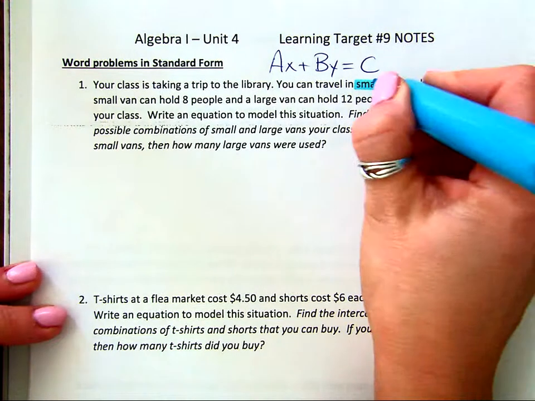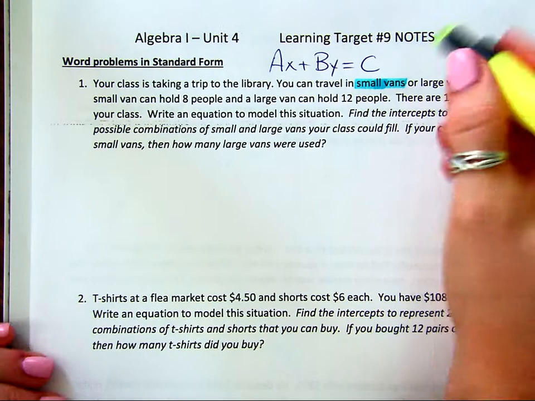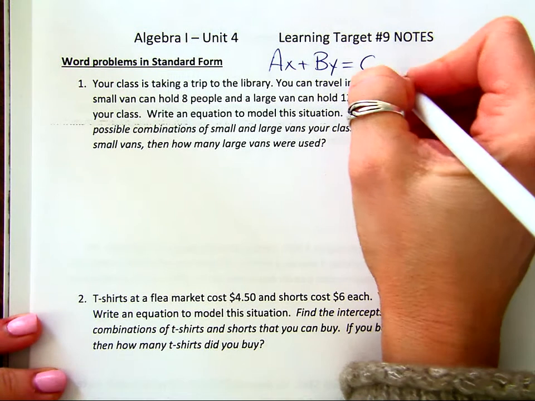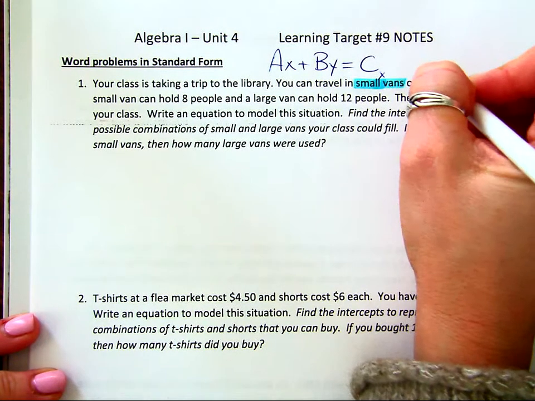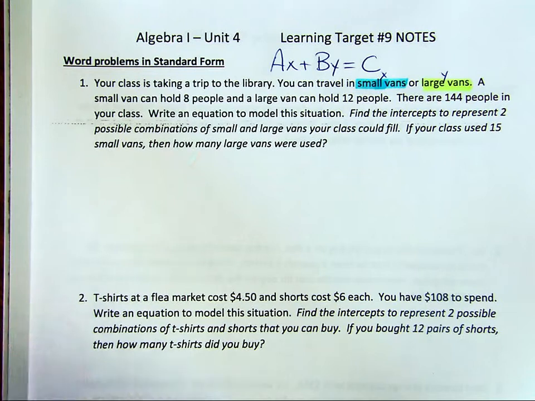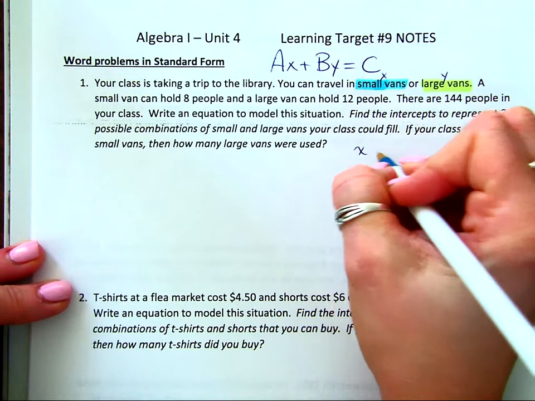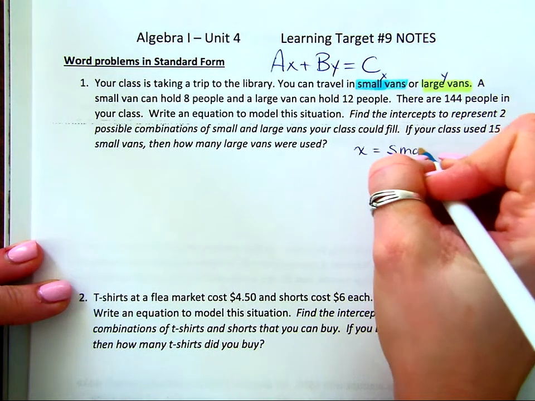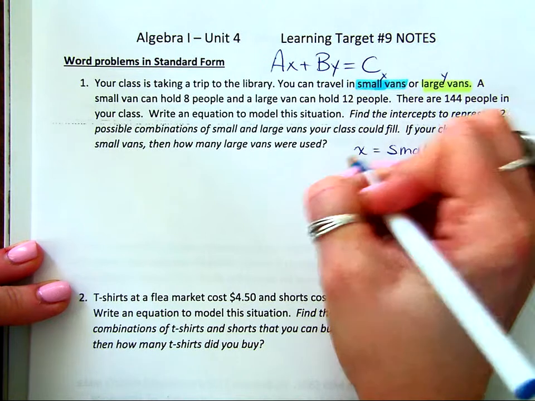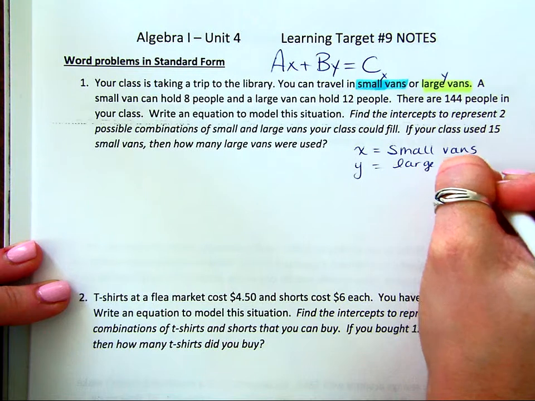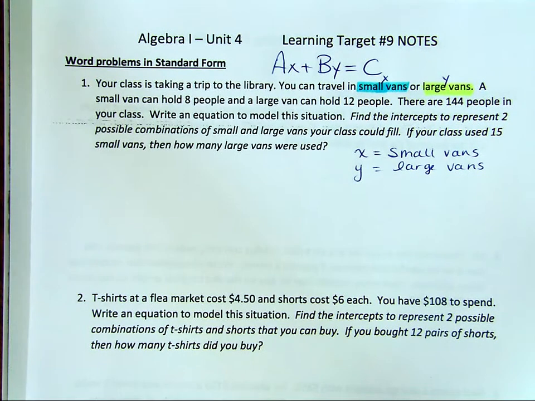Small vans or large vans? That's your X and that's your Y. Okay? Now, normally what we're going to do, so that we all are on the same page here, is if it's mentioned first, that's your X, then that's going to be your Y. So we're going to say let X equal the small vans, and we're going to let Y equal the large vans. We're going to talk in a little bit about maybe possibly using S for small and L for large. We'll talk about why that may or may not be a good idea. We'll see.